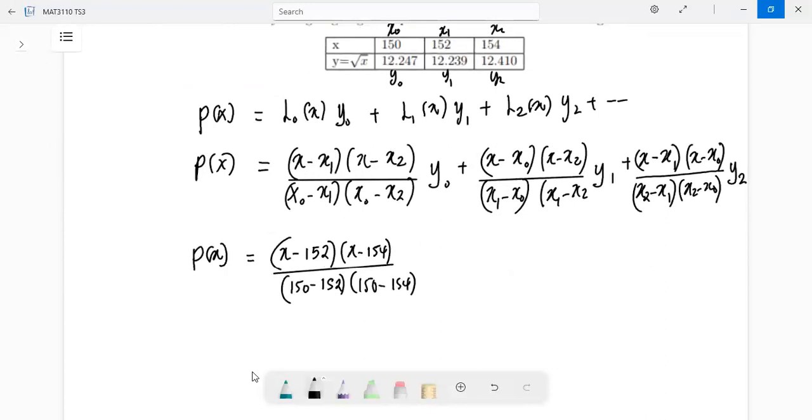And then times y naught. What is our y naught? Our y naught is 4.247, right? Okay, plus x minus x naught, which is 150, and then x minus x2, 154.